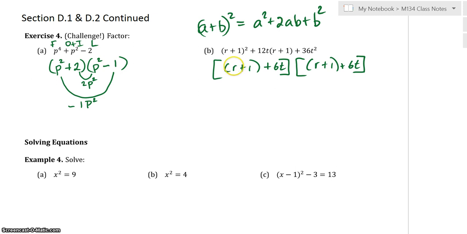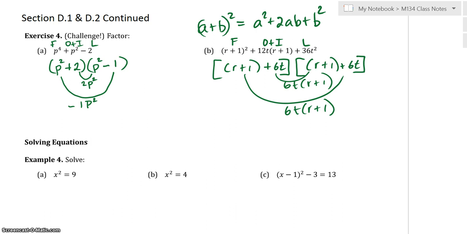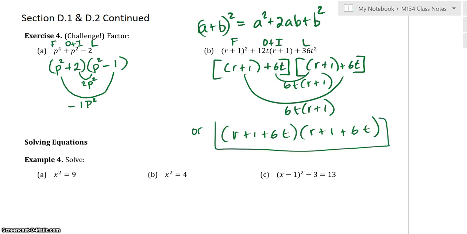And you can see if you check it, so this is the first, and that would be the first. The last is easy to see. That would be the 36t squared. And then this would be the outer plus the inner. If I look at the outer, that is 6t with an r plus 1. And then the inner is the same thing. And that adds up to 12. So if you wanted to write this like I was going to originally write it, that works too, without the double parentheses. It's really not needed. So that would be the answer, or the above one.